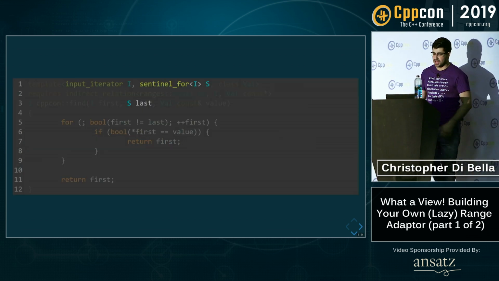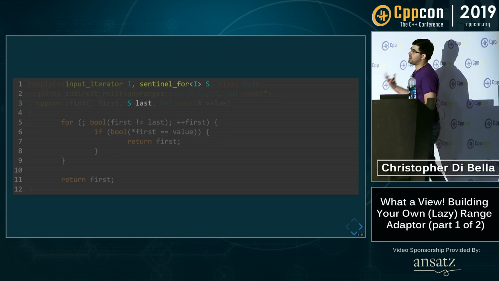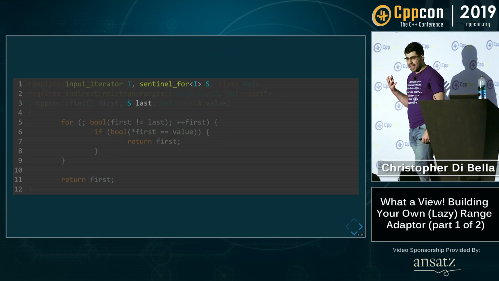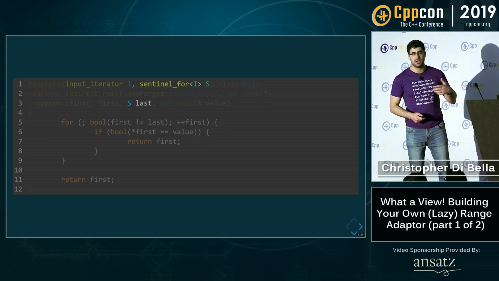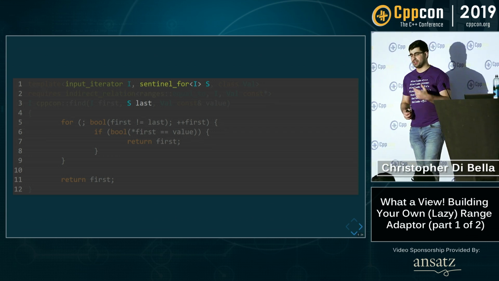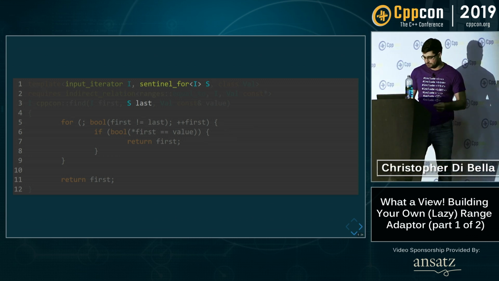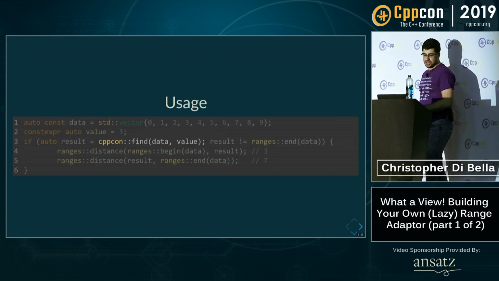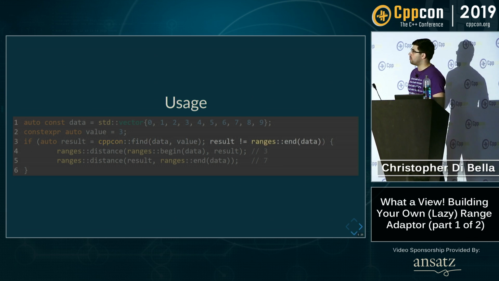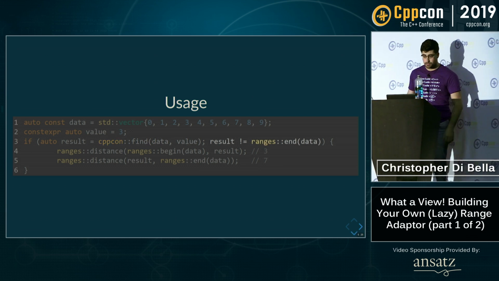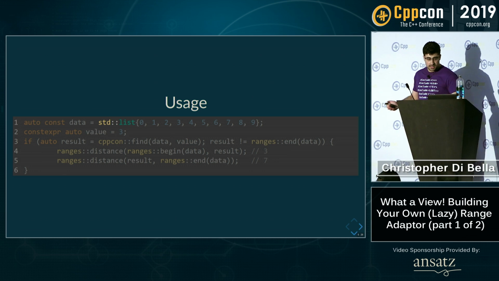And so the only change to our algorithm is that we add a new type called a Sentinel, and we change the type of last to that Sentinel. We say that S models a Sentinel for the input iterator I. And its usage is very much the same as before. And this is what it looks like with a list.